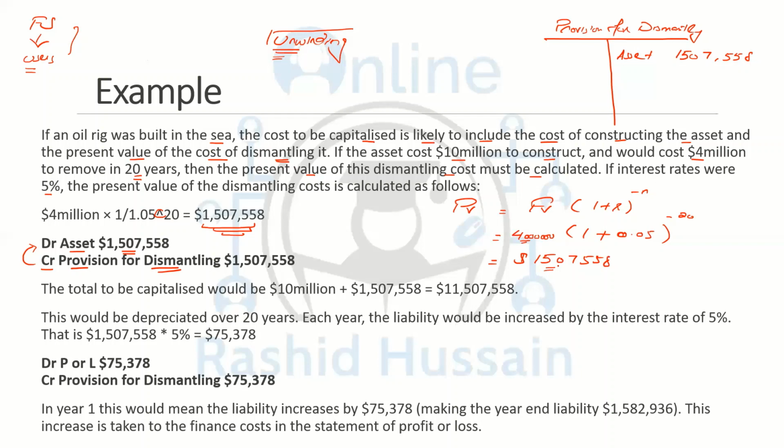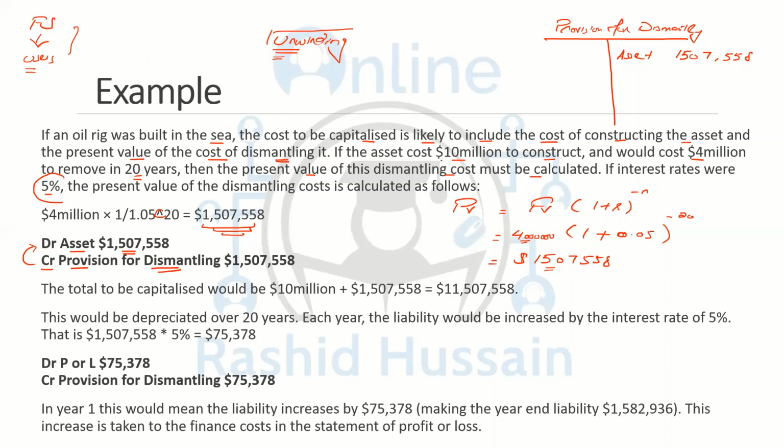Because the liability is actually not the 15,07,558, it's the present value now. The actual amount you're going to pay after 20 years is 40 lakh, which is 4 million. So systematically, we have to take this present value to its original value. Like we have used this 5% rate for the calculation of the present value, we are going to take the same 5% to take it back to the original 4 million amount.